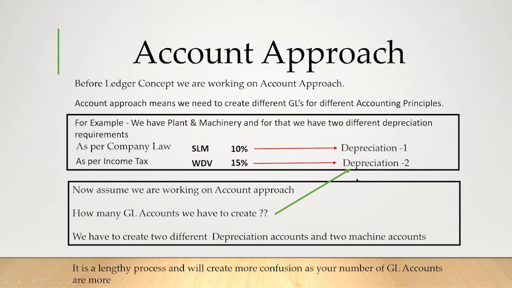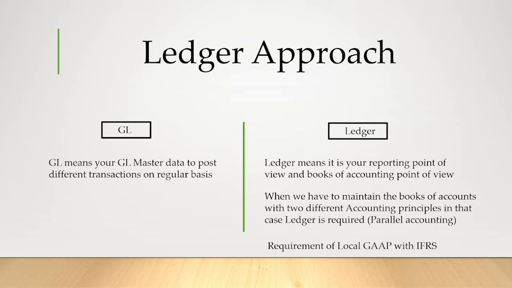It means you have to create multiple depreciation accounts, you have to create multiple machinery accounts, and you have to do multiple mappings. It is a lengthy process and will create more confusion as your number of GL accounts are more. Now we got new GL, there we shifted to ledger approach. Now what is ledger approach? Now we'll see in detail.